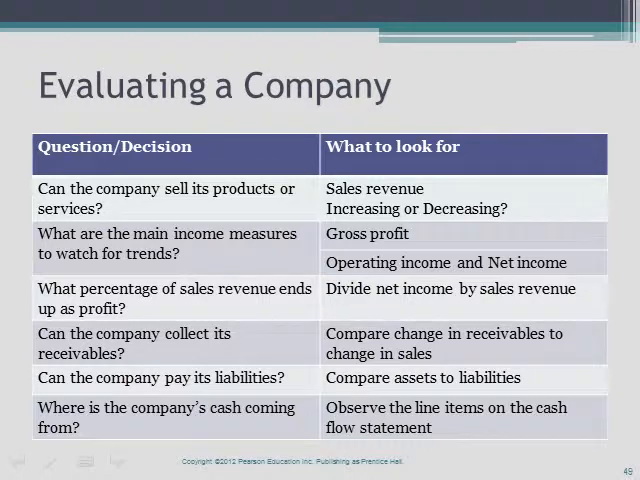And so finally, this table provides questions financial statement users often ask about companies and indicates where in the financial statements the answers may be found. So someone may say, can the company sell its products or services? Well, we'll look to the income statement to see sales revenue, to tell whether that's increasing or decreasing and what trends we see there. We might say, well, can the company pay its liabilities?